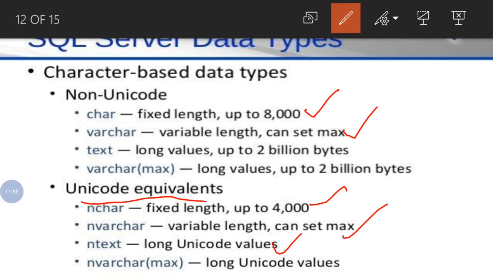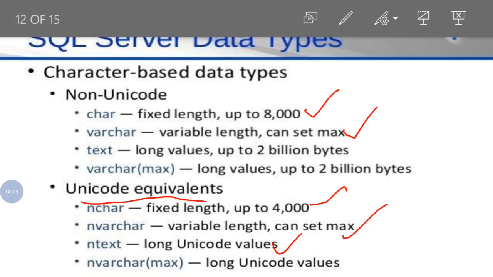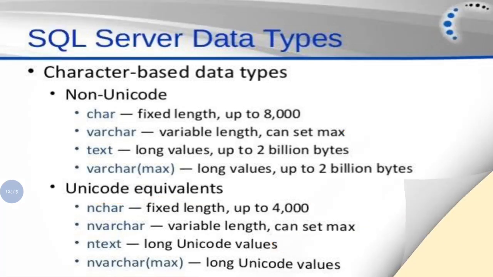In the same way the remaining data types, nvarchar, ntext, nvarchar max, follow the same process, but take half of the space. That is the difference between the character based data type and the Unicode data type. In the next slide we are going to see the next type.